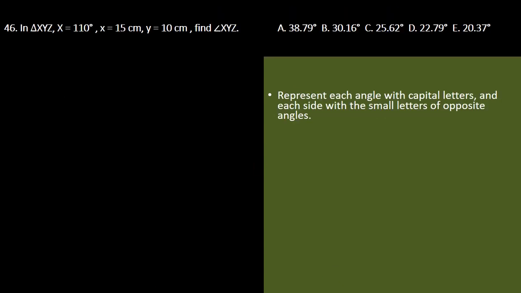In triangle XYZ, capital X is equal to 110 degrees, small x is equal to 15 centimeters, small y is equal to 10 centimeters. Find angle XYZ. Let's check the procedure for solving this.